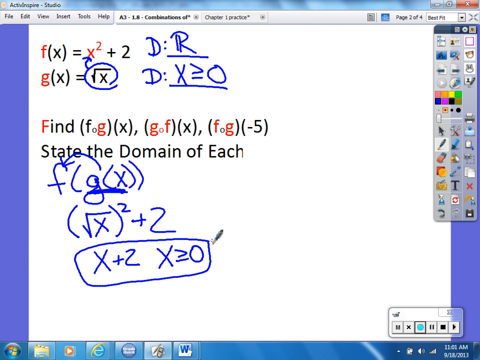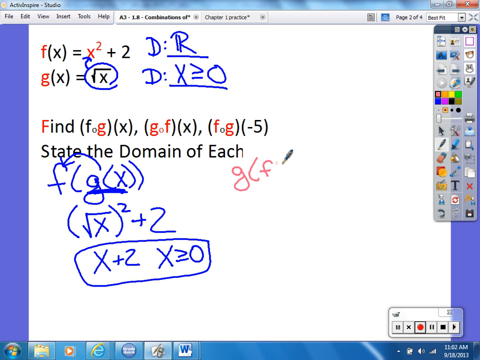So I'd like you to go ahead and try the g of f, and then we'll talk a little bit more. How did you take the square root of x over 2? So what I did was I took this one, and I plugged it into that x. So now you're going to go the opposite way. You're going to take the top function and plug it into the bottom function. So you're doing g of f.